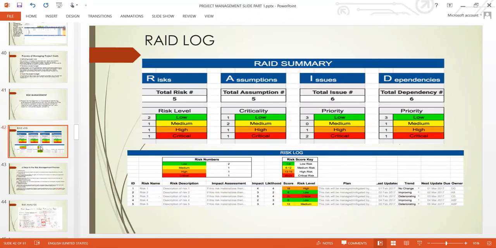RAID is where you manage your risk, assumptions, issues, and dependencies. And you can see, in order to manage risk, when you identify risk and log the risk, you need to prioritize the risk. You can see this template, this risk log here.